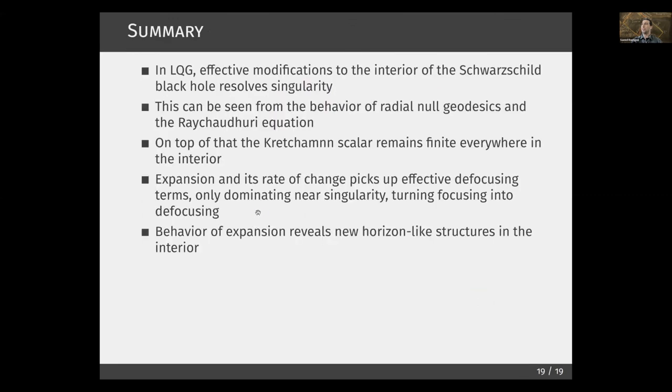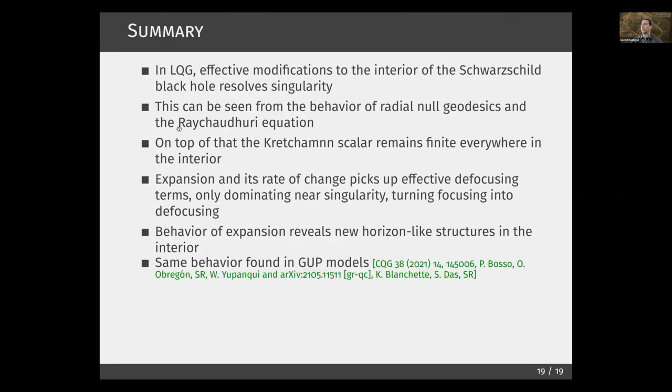So quickly, let me summarize. I just wanted to mention that theta can probe the structure of the interior of the black hole. Probably it's an additional or alternative approach to probe this structure. And we have also studied GUP models, generalized uncertainty principle models, and they have exactly the same behavior as the mu naught and mu bar scheme.